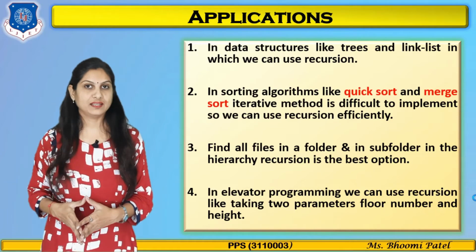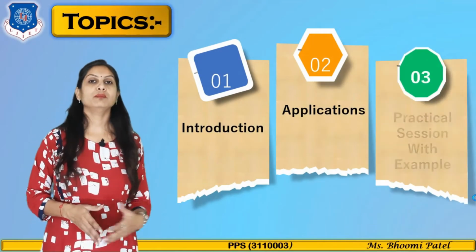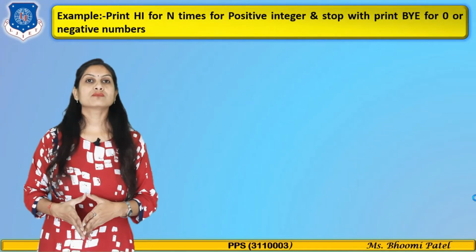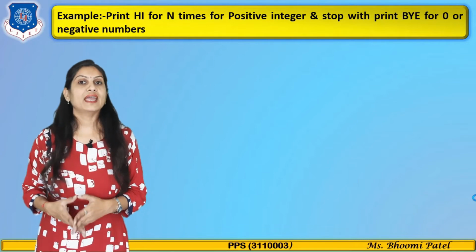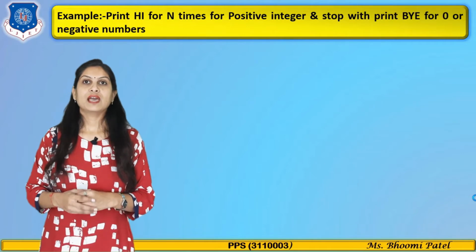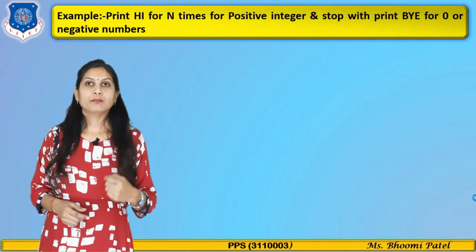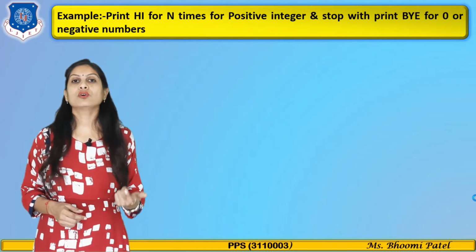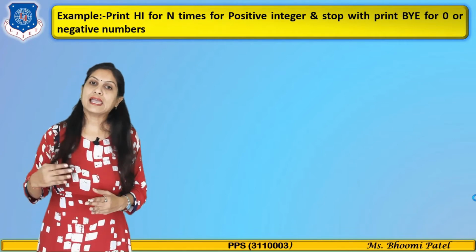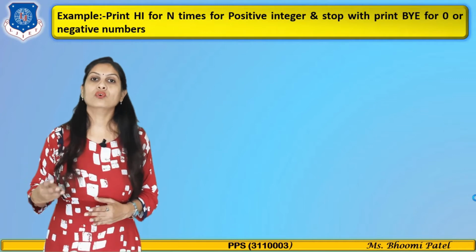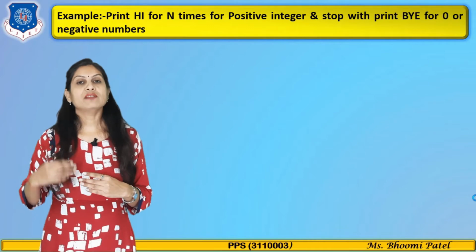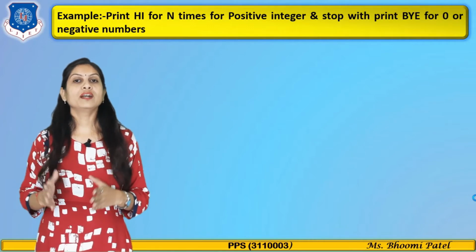Now move to the practical session, how recursion works in our example. The title of this program is print hi for n times. Suppose my n is 3, then we have to print hi 3 times, and then stop with print bye for 0 or a negative value. Clear? Meaning, if my n is positive, suppose 4, then hi will be printed 4 times and the last one is bye, and when our value becomes 0, it stops.